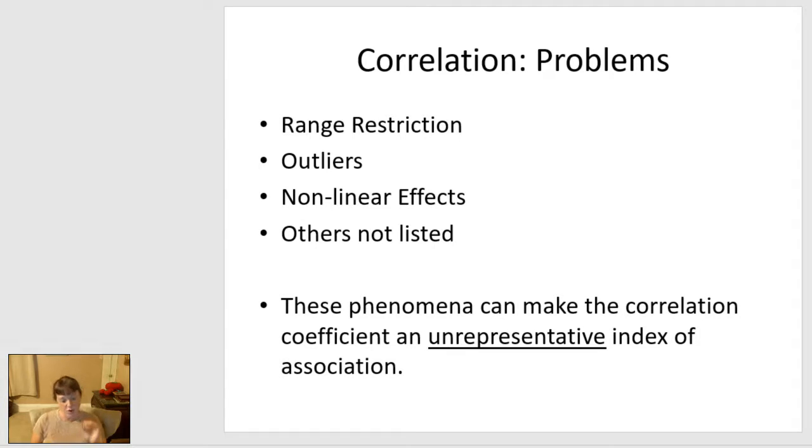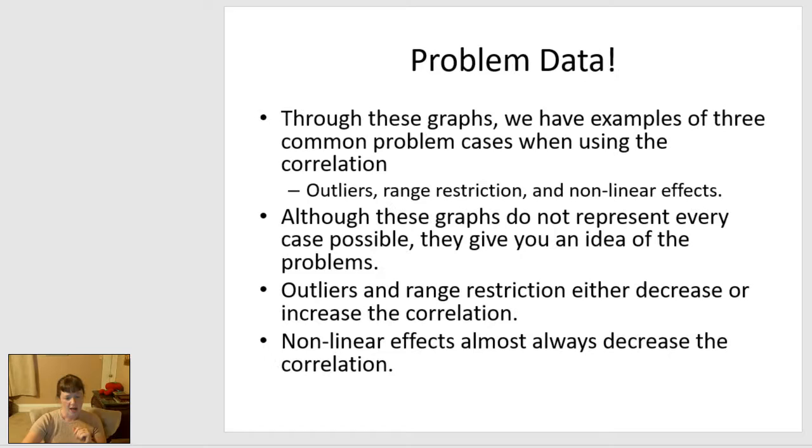So we're going to go over range restriction, outliers, and nonlinear effects. The idea behind this is that the data itself is problematic. It's not the kind of data where you should calculate a correlation. You'll need to calculate something else, right? And these are not all the different types of problematic data that are out there in the world. We're just going to focus on outliers, range restriction, and nonlinear effects because they're really, really common.